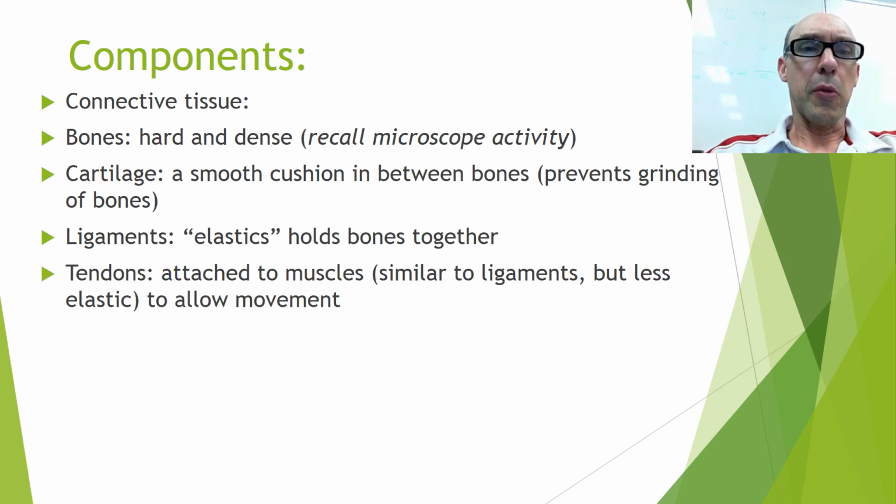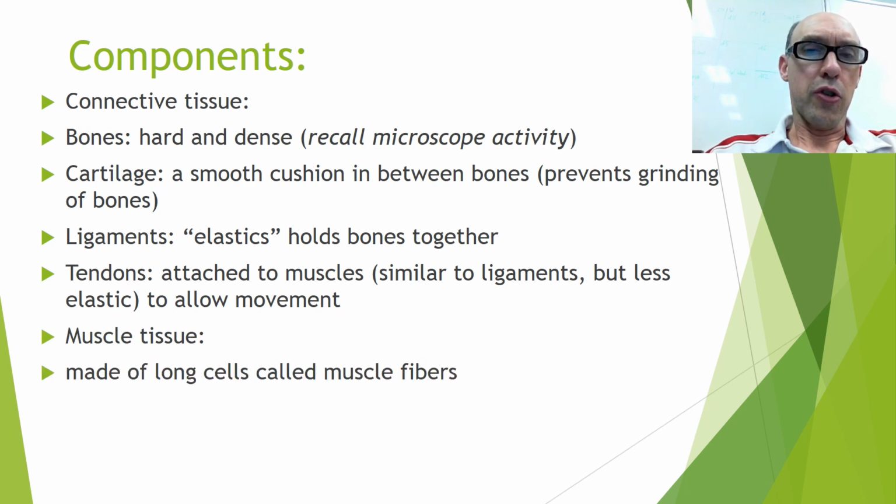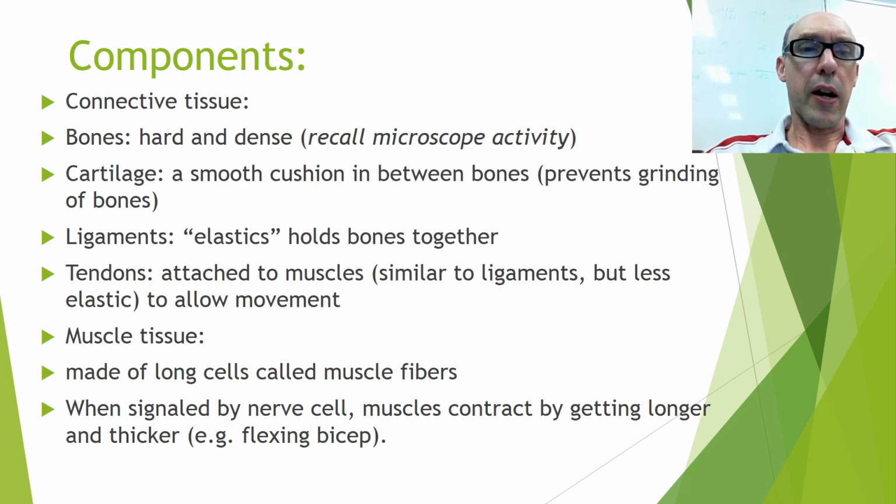Tendons are similar to ligaments, but they aren't as elastic as ligaments, and what they do is that they attach muscles to the bones, and that allows the muscles to work together with the bones to allow movement. Then we have our muscle tissue, which obviously is muscle fibers. So these are long cells that when they're relaxed, they tend to be long and thin, and when they are tensed up, they get shorter and thicker, and that just allows the muscle to contract.